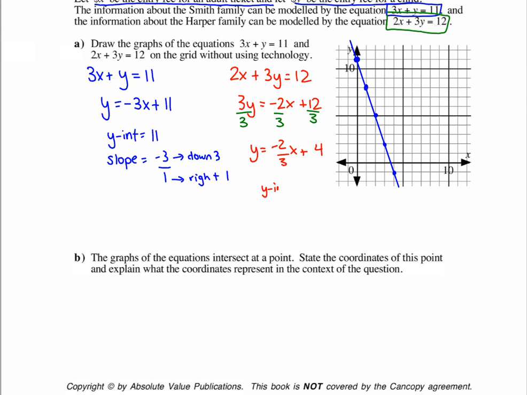Y-intercept is 4. Okay, so let's plot 4. 1, 2, 3, 4. Slope. -2/3. So we're going to go 2 down, right 3. 2 down, right 3. Boom! Look at that. We know our answer. Down 2, right 3, down 2, right 3. And let's draw that line.